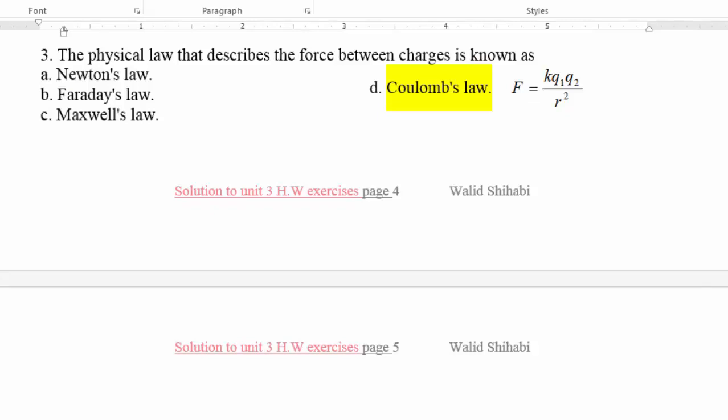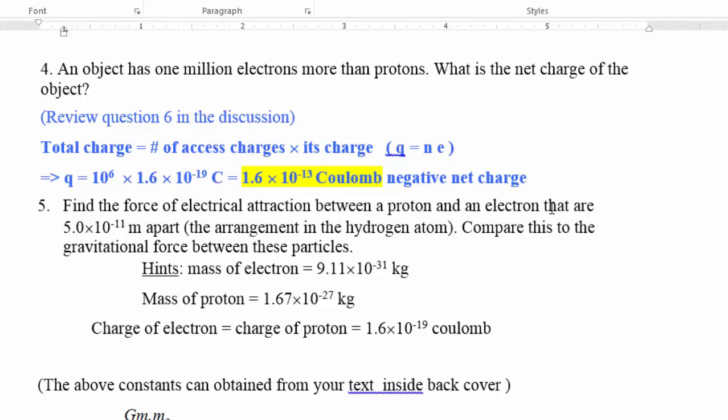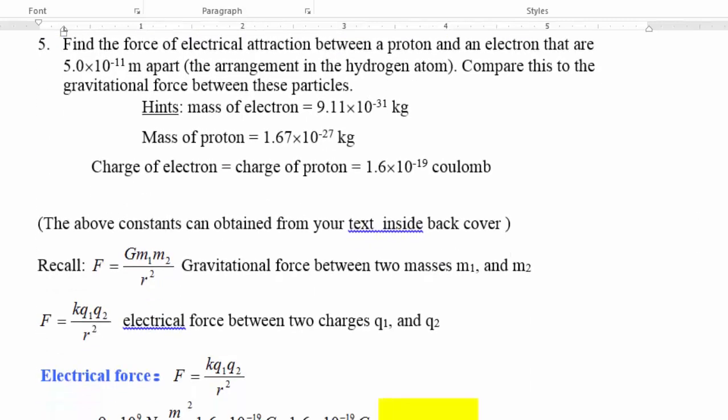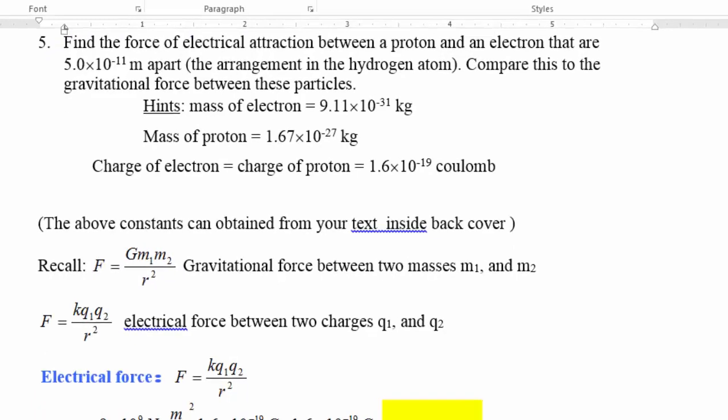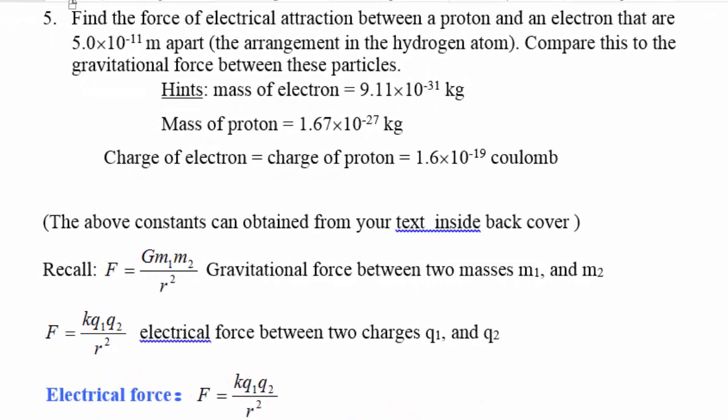And question number 3, the physical law that describes the force between charges, that's Coulomb's law. We went over question number 4 when we answered question number 6 in the discussion. In question number 5, this is a quantitative problem where we are going to use Coulomb's law to actually evaluate the force. We are given the mass of the electron, the mass of the proton, and also the distance between them. And their charges are the same. The charge of one electron is the same as the charge of one proton. The difference here is the sign. Proton is positive while electron is negative.